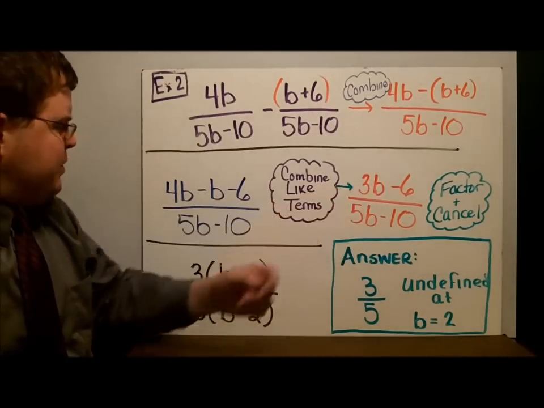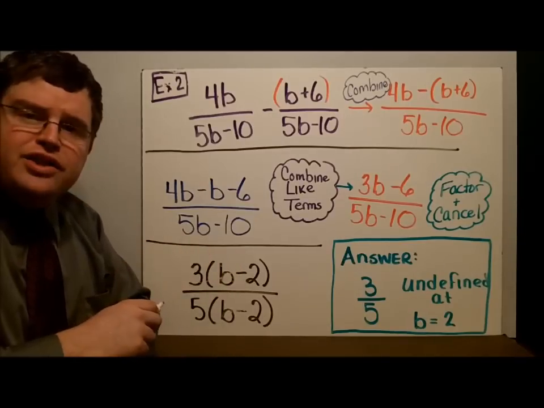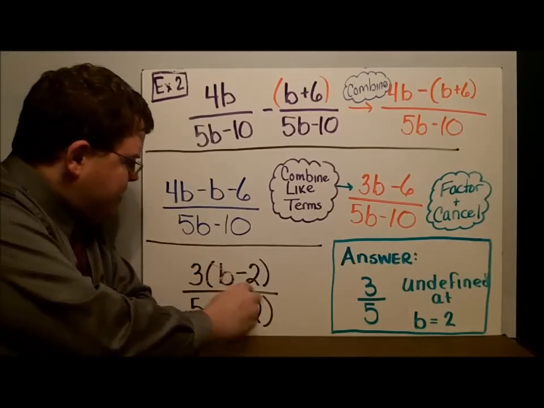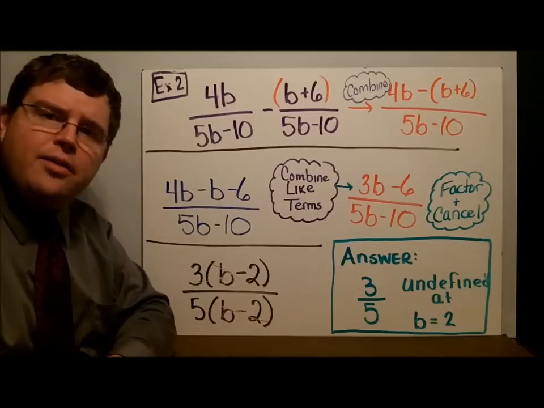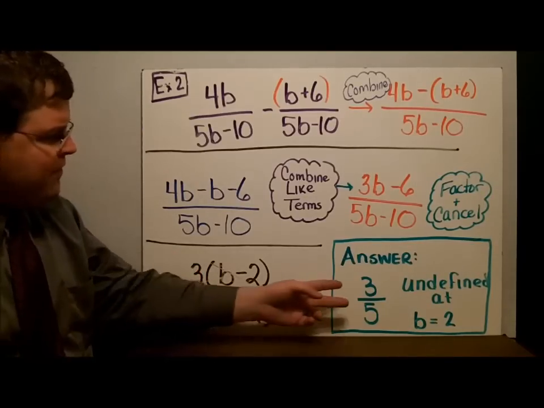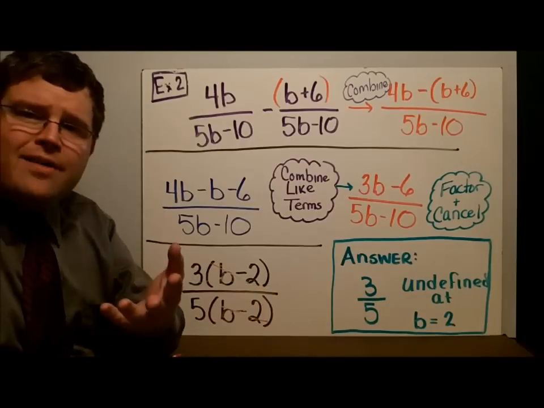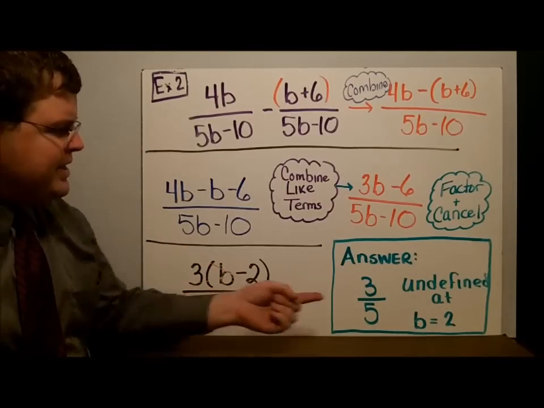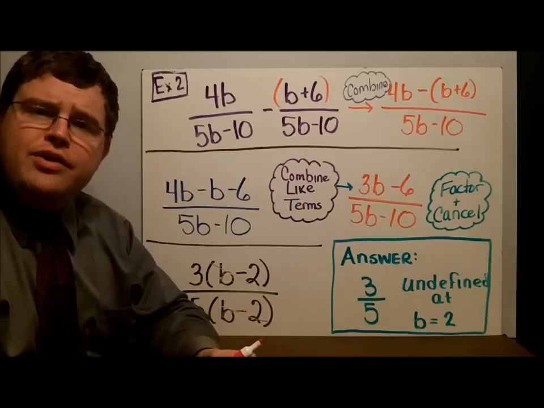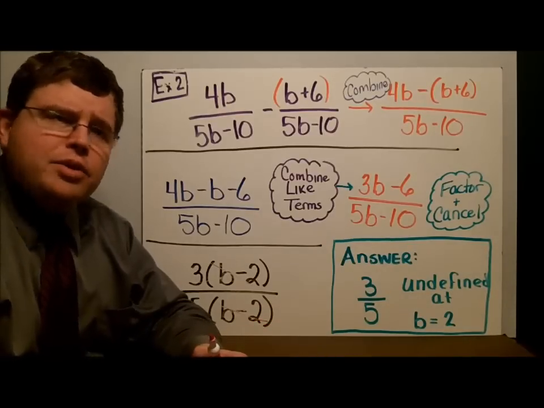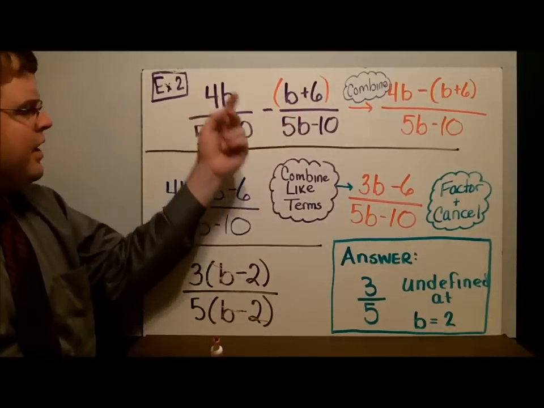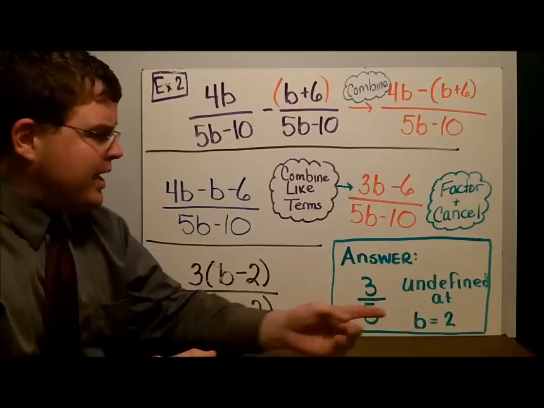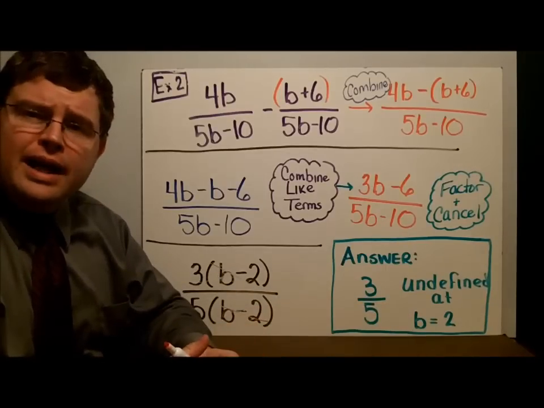When we factor this, we have 3 times (b minus 2) over 5 times (b minus 2). And I have b minus 2's here that cancel each other out. I'm left with 3 over 5. Let's not forget the undefined values. B minus 2 cannot be 0, so b cannot be 2. So take any numbers you want, plug them into this. You're always going to end up with 3/5. And by the way, you can never plug the number 2 into the fraction.